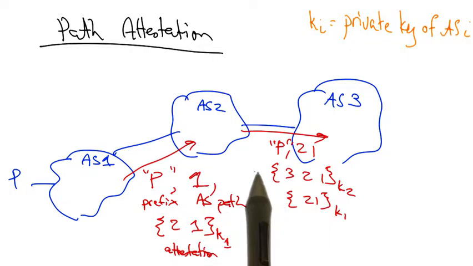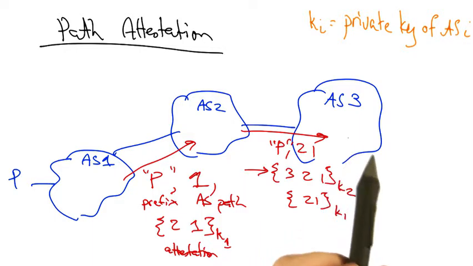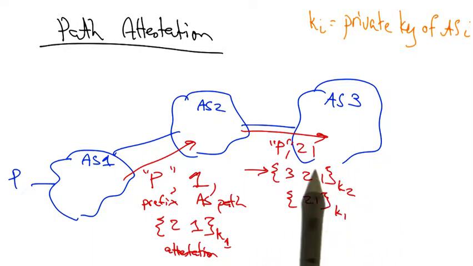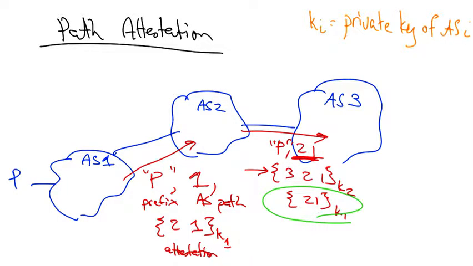It adds its own path attestation, 3 2 1, signed by its own private key, and it also includes the original path attestation signed by AS1. A recipient of a route along this path can thus verify every step of the AS path. AS3 can use the first part of the path attestation to verify that the path, in fact, goes from AS2 to AS1 and does not contain any other ASs in between.